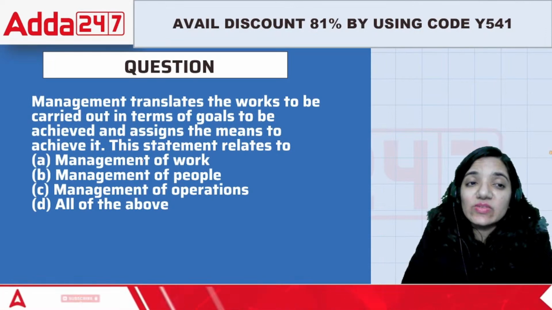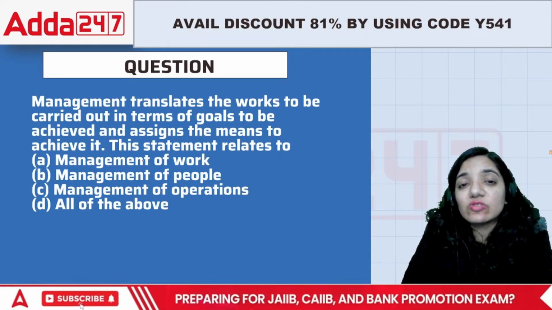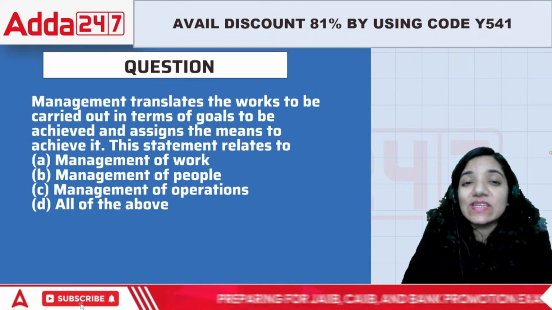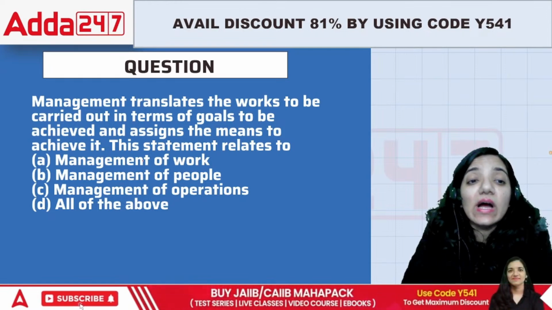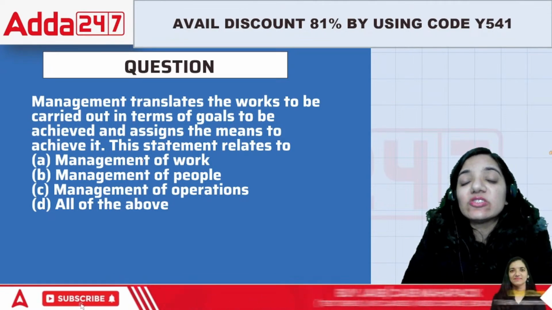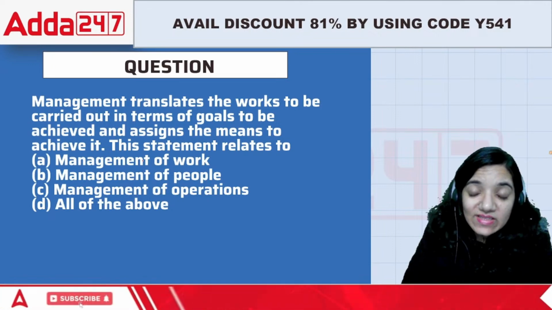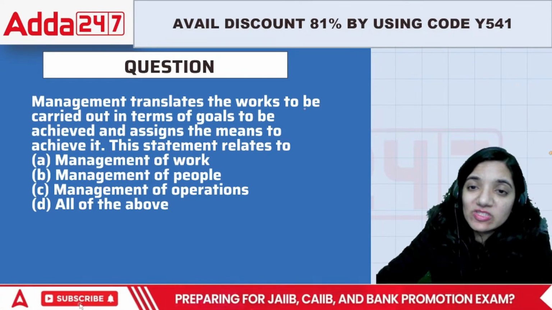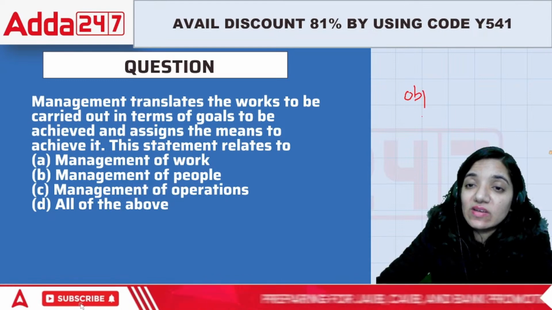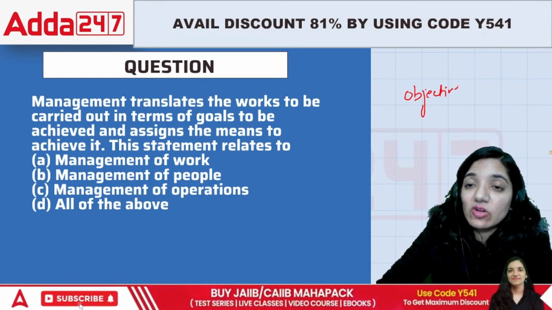Management translates the work to be carried out in terms of goals to be achieved and assigns the means to achieve it. This statement relates to... In terms of management, what happens is we have certain objectives. The organization will have a specific objective.